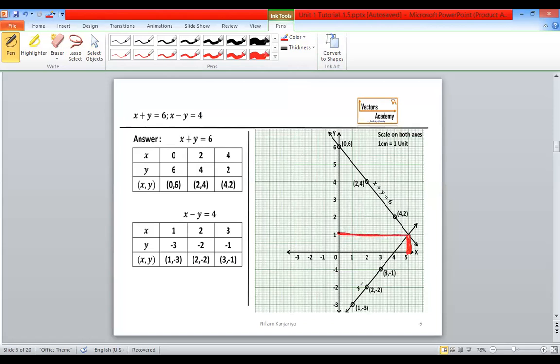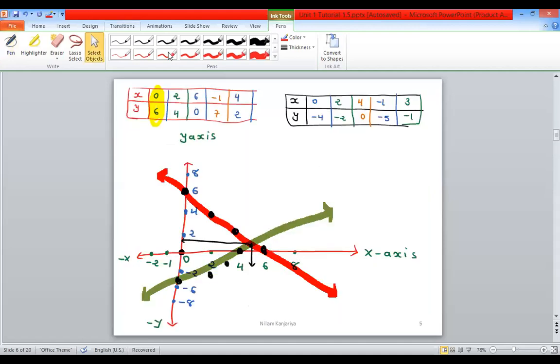Look here. So my common point, my intersecting point is 5, 1. Then this is my answer. Okay, I got the value of the answer. X is 5 and y is 1.